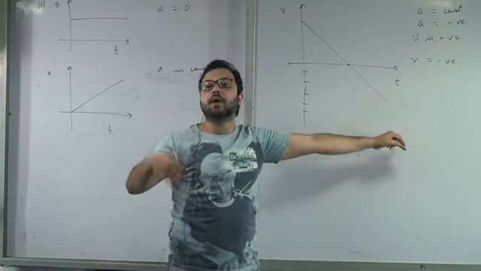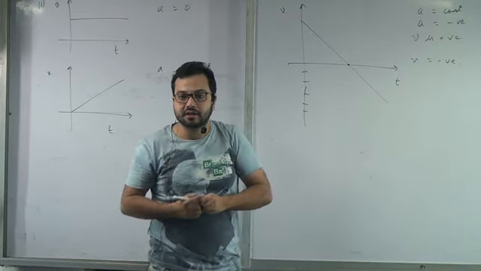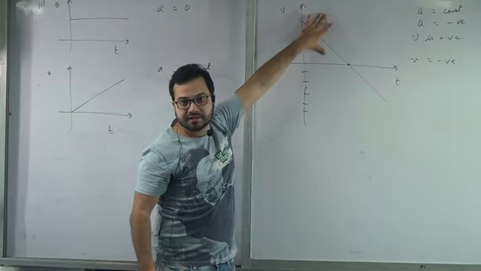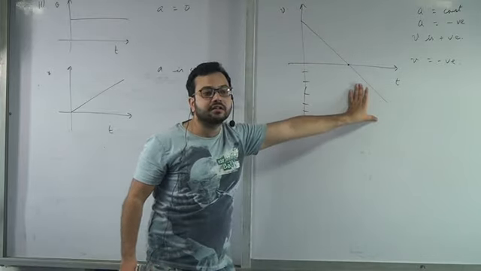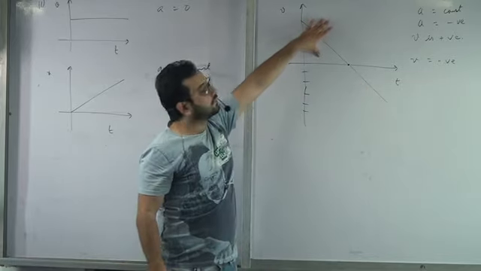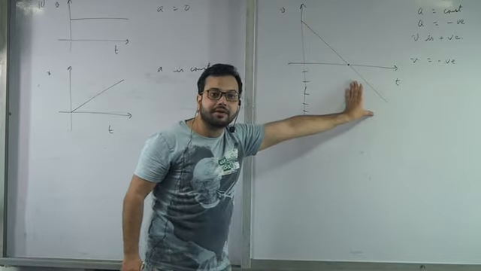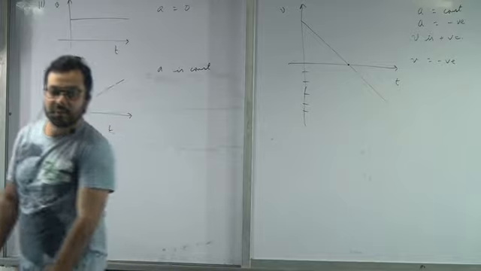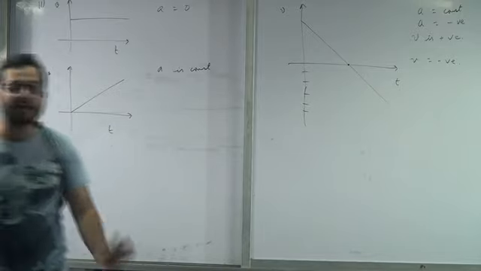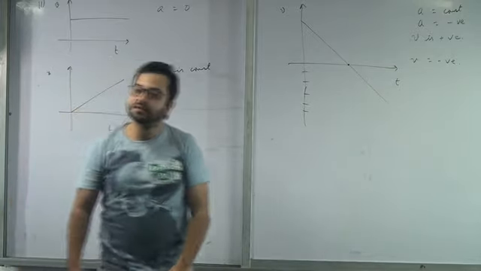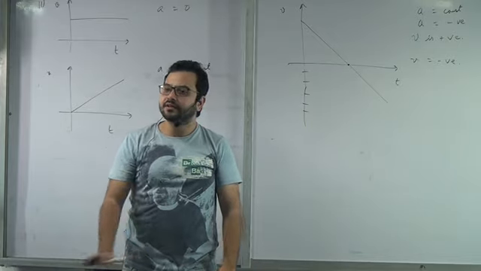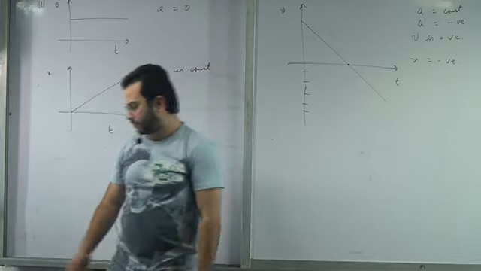So I can say that the particle has changed direction. Is that right? First it was moving in the positive x direction, and then it was moving in the negative x direction. Because first the velocity was positive, then the velocity became negative. Is that clear? But the acceleration throughout was constant and negative. Is that clear? Any problem? Okay.